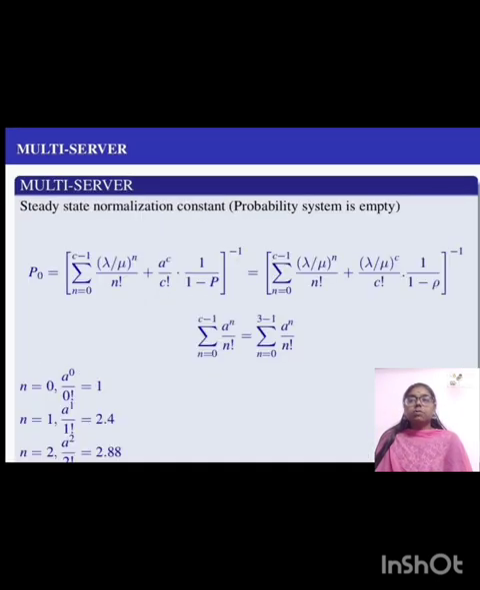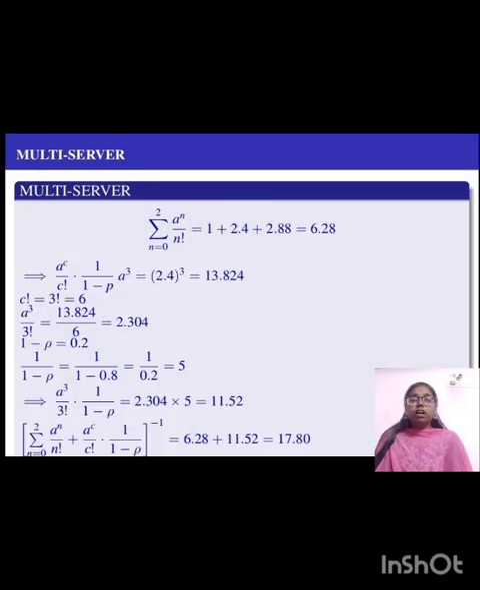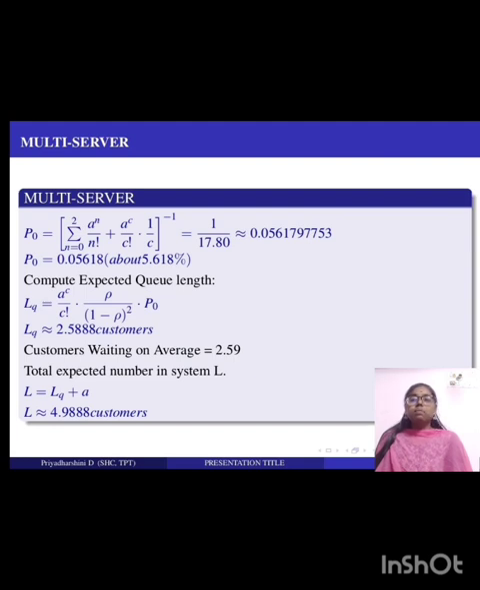And next we have to see the steady state normalization. The P naught formula is there. I substitute n equal to 0, 1, 2, and substituting these values we get 6.28, and finally we get the P naught value approximately 0.05617977753. We approximately get 5.618 percent, and compute the expected queue length. LQ is approximately 2.5888 customers, and the total expected number in the system, L, is approximately 4.9888 customers.